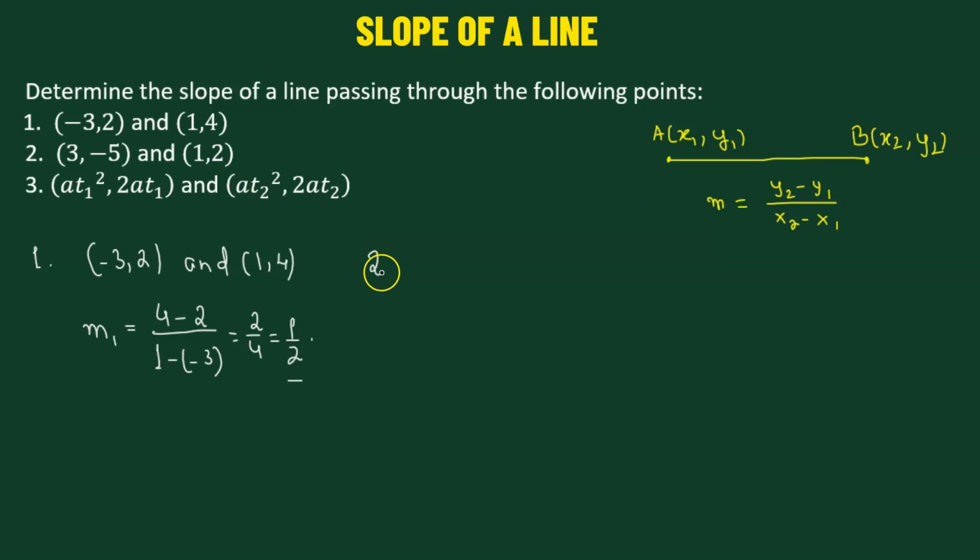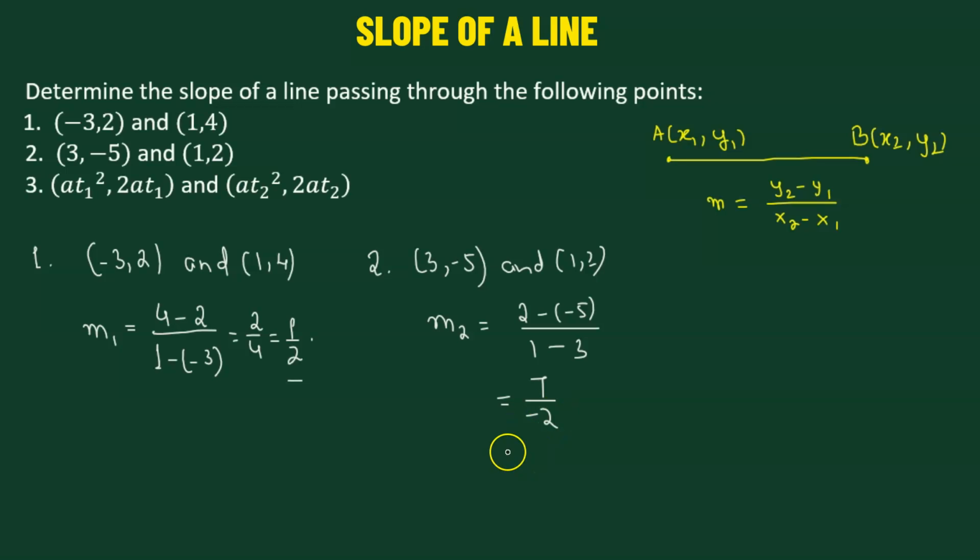Let's go to the next problem. Here we have the points 3, negative 5 and 1, 2. The slope of this line, which is formed by joining the 2 points, will be 2 minus negative 5, the difference of the y coordinates, divided by 1 minus 3, the difference of the x coordinates. So we have 7 over negative 2, or simply negative 7 over 2. Fine. Now we'll find out the slope of the third line.